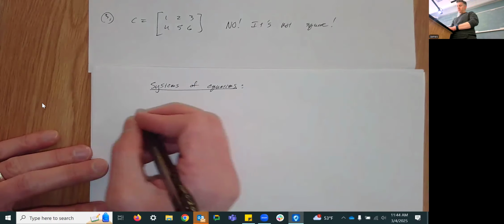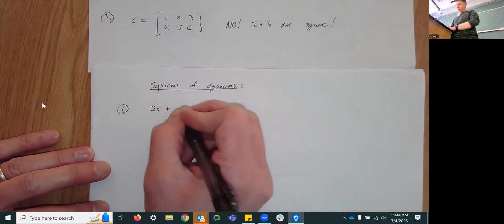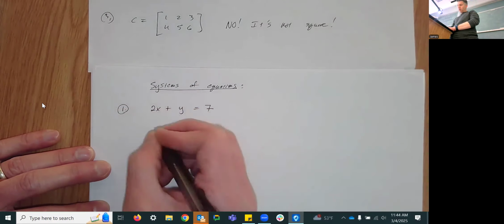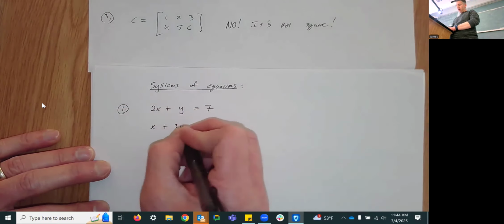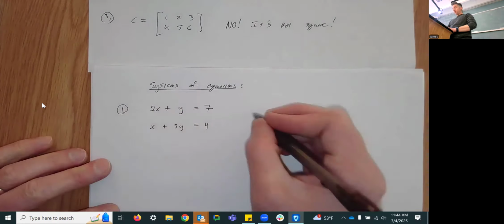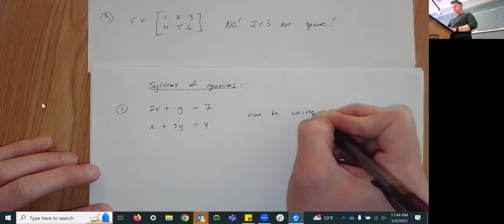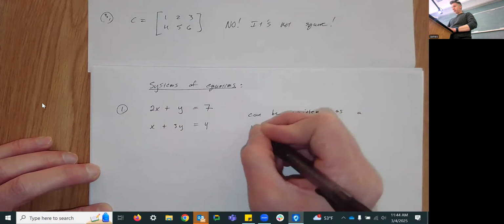So let's say we have this following system: 2x plus y equal to 7, and x plus 3y equal to 4. This can be written as a matrix equation.